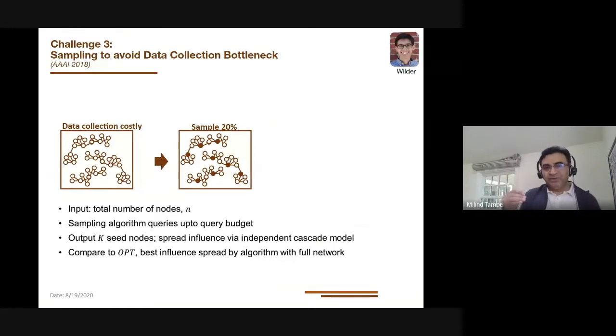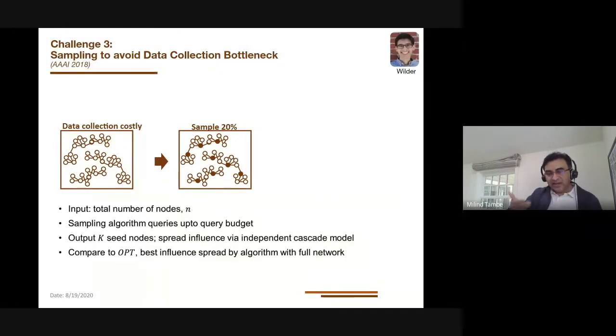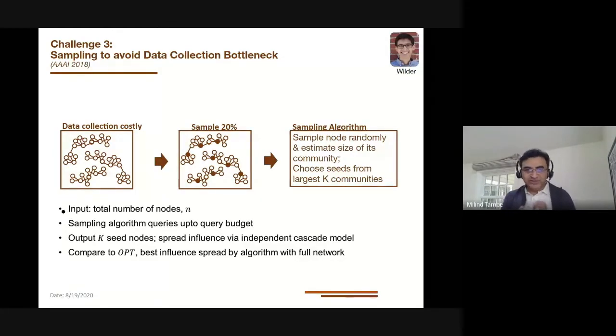So the input here is a set of nodes, which is all the homeless youth in the homeless shelter. Our job is to come up with a sampling algorithm given a query budget. Let's say we can only query 20 youth. Then we output which youth we will use as influence maximizers, as key influencers. We want the performance of this algorithm, even after sampling, to be as close as possible to knowing the full network. So there is an algorithm that samples nodes randomly, estimates the size of the communities, and then chooses seeds from the largest K communities.